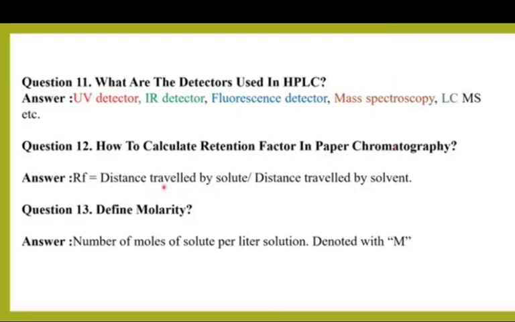The retention factor formula is the distance traveled by the solute divided by the distance traveled by the solvent. In this way, we can calculate the retention factor. The next question is, define molarity. Molarity is the number of moles of solute per liter of solution, and it is denoted by M.